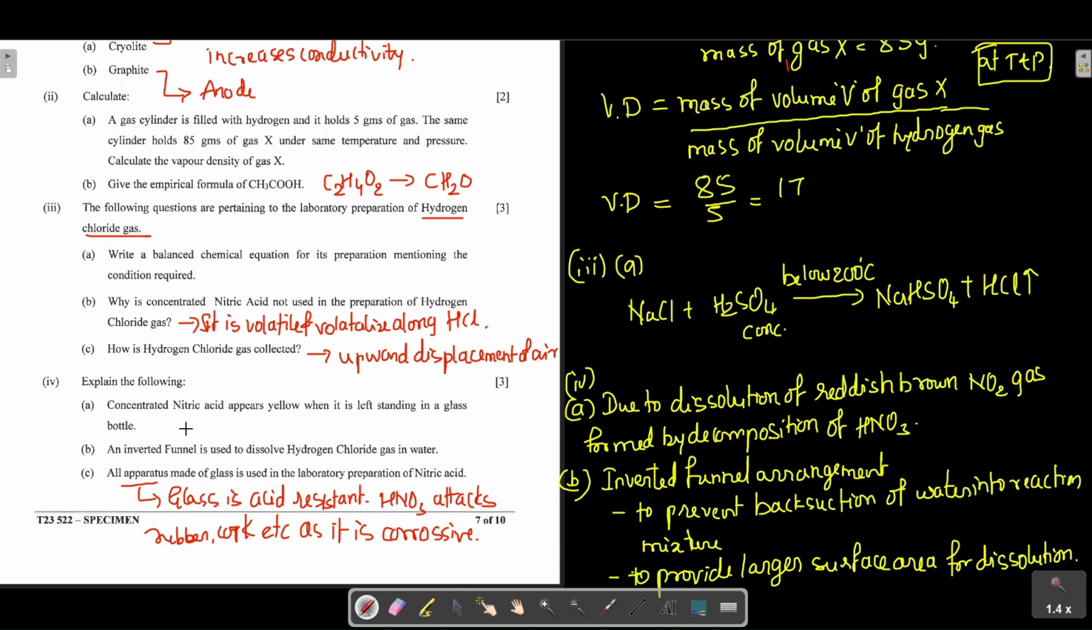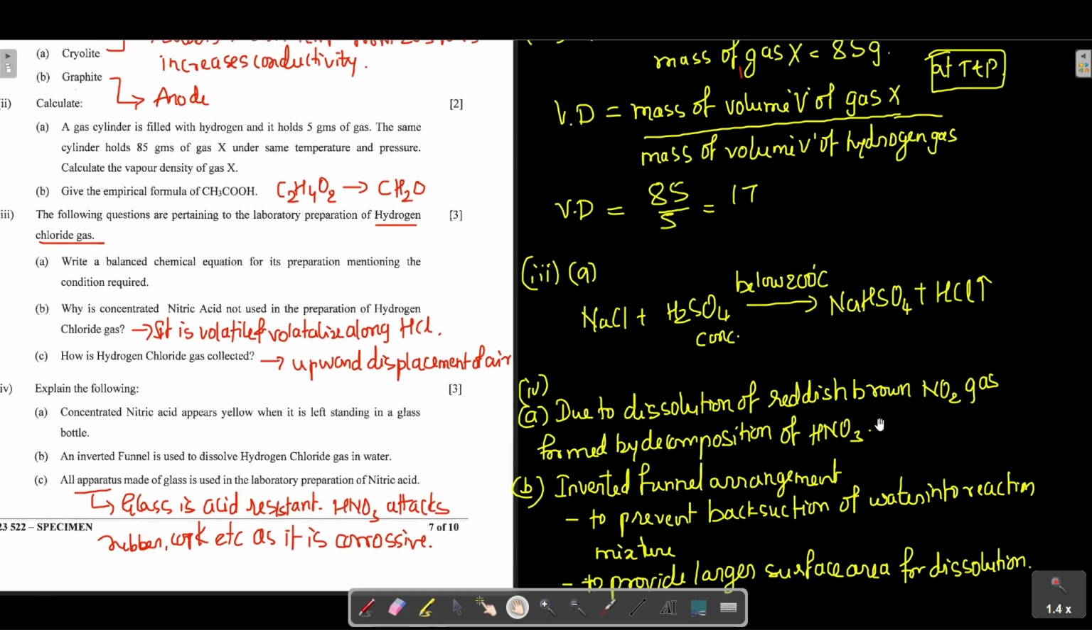Explain the following. Concentrated nitric acid appears yellow when it is left standing in a glass bottle. So that is due to dissolution of reddish brown NO2 gas. You have to mention this color. And NO2, you have to write, nitrogen dioxide gas also you can write. How is it formed? Formed by decomposition of HNO3. If you leave it, HNO3 can decompose in presence of sunlight, or even if the temperature increases, it will form nitrogen dioxide. So that will dissolve in HNO3 itself and change the color to yellow.